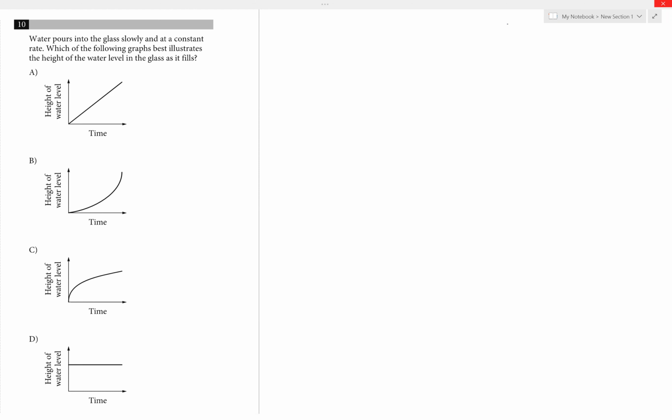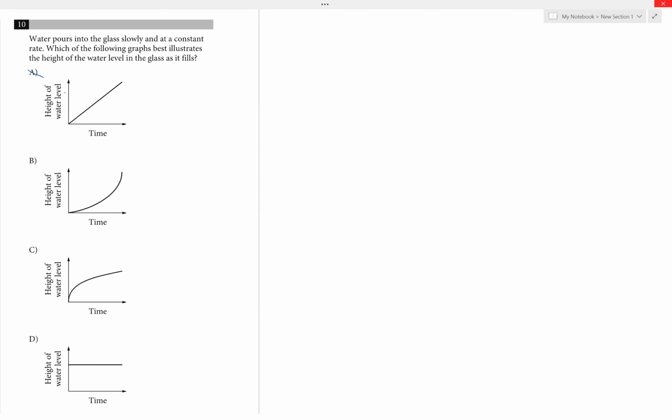letter A. A lot of people say it's letter A because we see the key phrase here, right? It's a constant rate. So if we're filling the water at a constant rate, then the height of the water level should rise at a constant rate, so it will be a straight line on the graph. As time increases, the water level increases like a straight line. Well, but A is actually not the answer. So why is that?